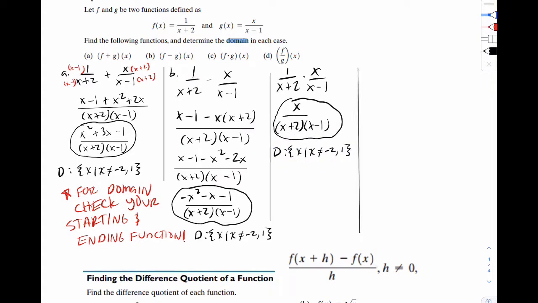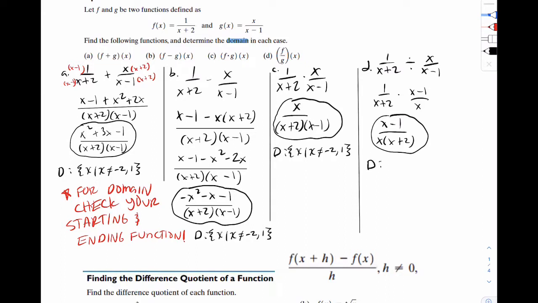Now here's the last part. Division. So for division, I recommend you write it horizontally because it'll be more apparent what you should do. So 1 over x plus 2 divided by x over x minus 1. Now it should be clear. You multiply by the reciprocal, like that. And there's our answer. x minus 1 over x and x plus 2.